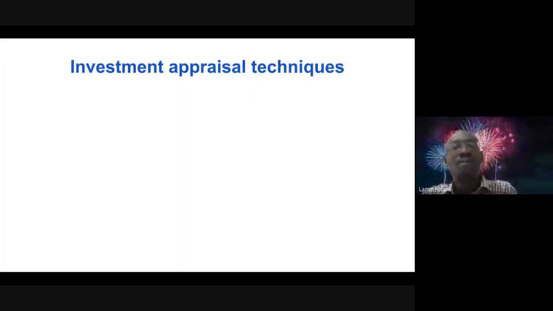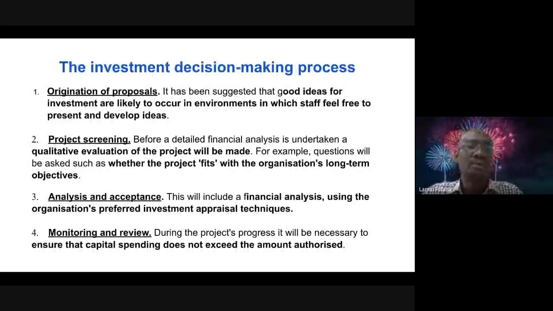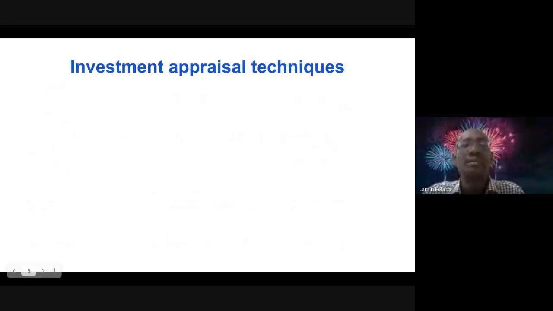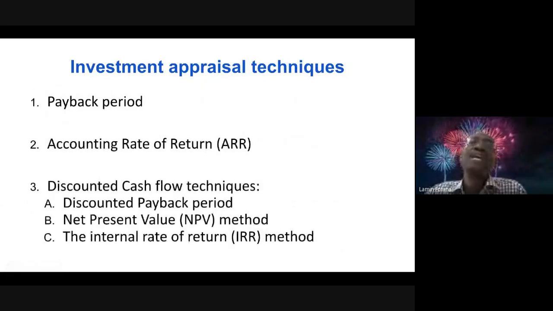Number 4 is what we take care of. And how do we take care of it? Sorry, number 3 is the analysis. So, we do that by using our various techniques as accountants. The first technique we're going to look at is the payback period.